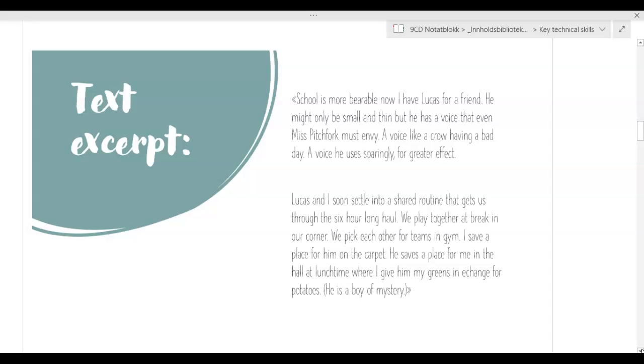School is more bearable now I have Lucas for a friend. He might only be small and thin, but he has a voice that even Pitchfork must envy. A voice like a crow having a bad day, a voice you use sparingly for greater effect. Lucas and I soon settle into a shared routine that gets us through the 6-hour-long haul. We play together at break in our corner. We pick each other for teams and gym. I save a place for him on the carpet. He saves a place for me in the hall at lunchtime, where I give him my greens in exchange for potatoes. He's a boy of mystery.